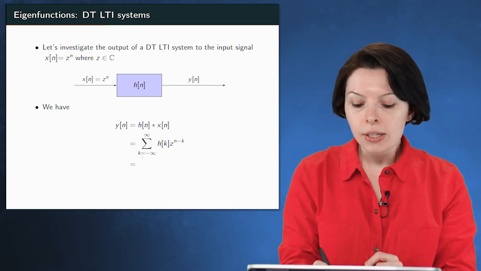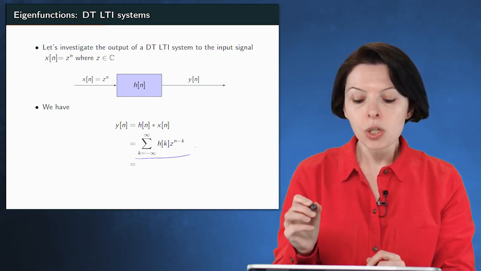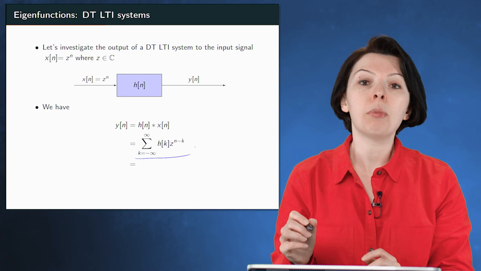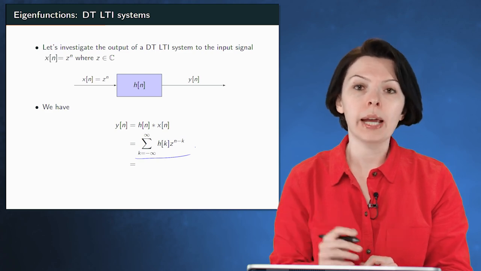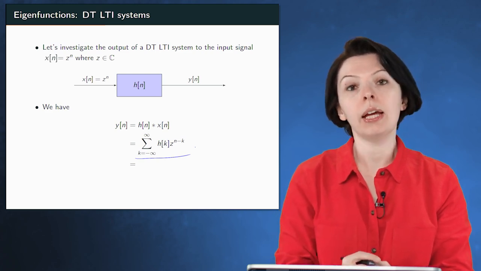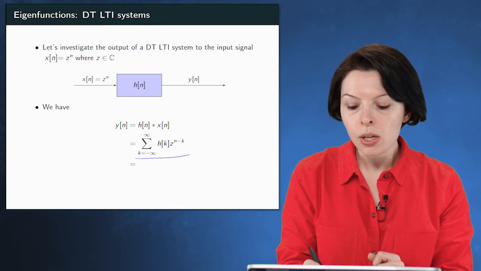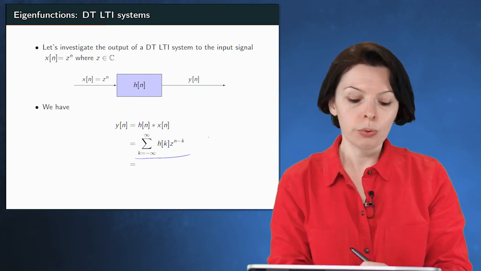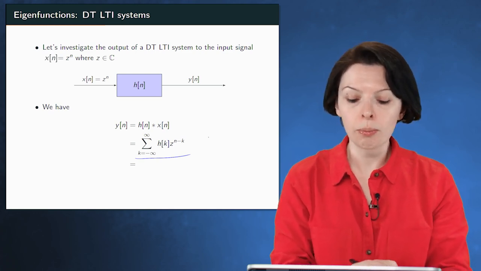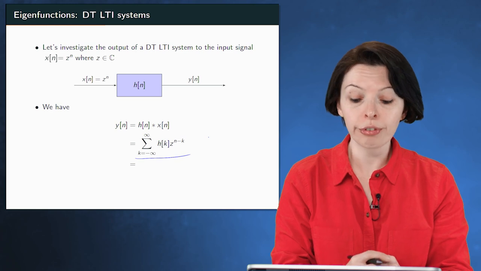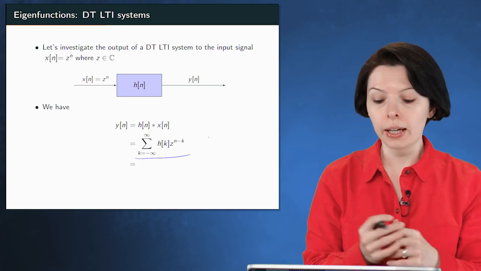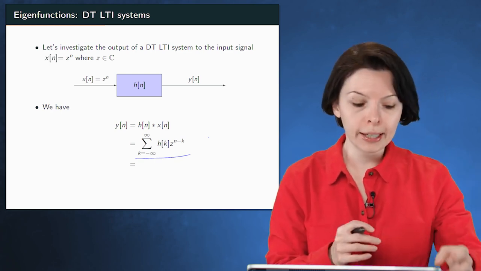And y of n is equal to the sum over k of h of k multiplied by x of n minus k. x of n is z to the power of n, so you're going to calculate y of n by multiplying h of k by z to the n minus k and summing it for all values of k.